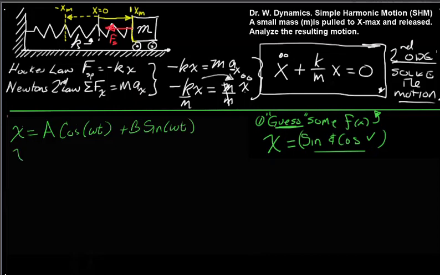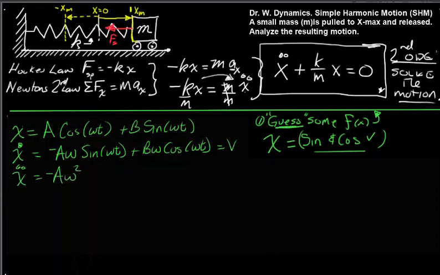From there we'll take the derivative of our guess, which will be negative a omega sine omega t plus b omega cosine of omega t. And recognize that that's v. And x double dot will be negative a omega squared cosine of omega t minus b omega squared sine of omega t, and recognize that that really represents a.